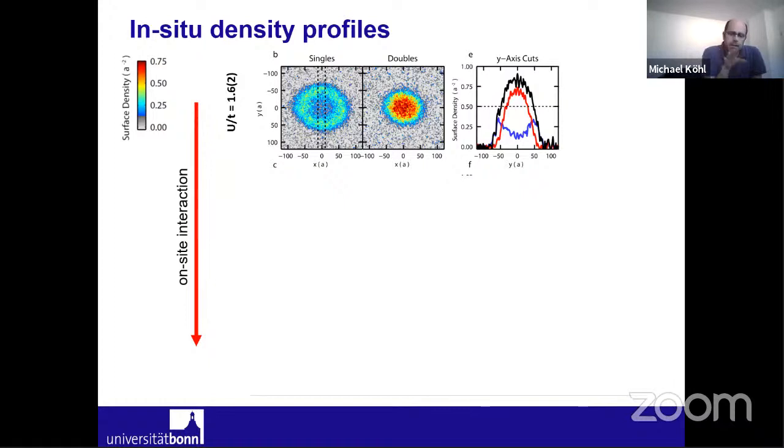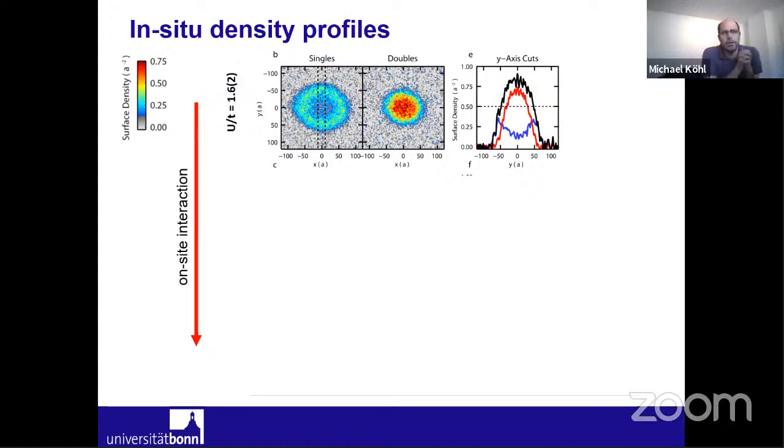I will show you now a series of 3 in-situ pictures for different interaction strengths. Our apparatus is capable of always taking 2 pictures for the very same experimental realization. This can be either a picture of singly occupied sites and a picture of doubly occupied sites, or it could be a picture of spin-down densities and spin-up densities, for example.